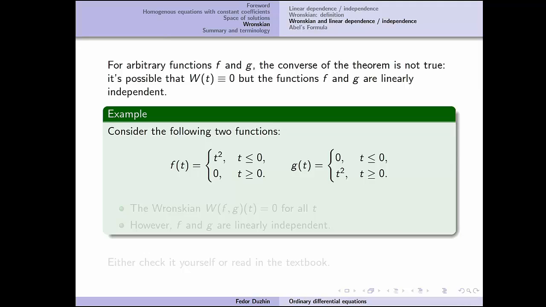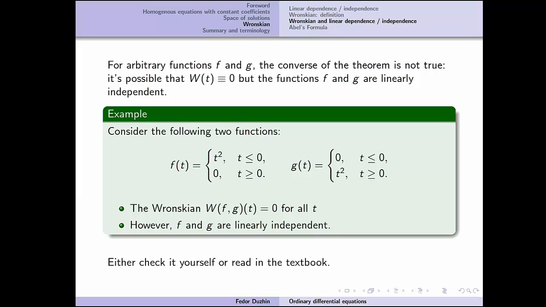Right? So here it is straightforward to check that the Wronskian is 0 for all t, but to verify that these functions are linearly independent may be a bit tricky. You can try to do it yourself, or you can read the textbook. It is explicitly explained in the textbook. But anyway, here is the example of two functions such that the Wronskian is 0, but the functions are linearly independent.